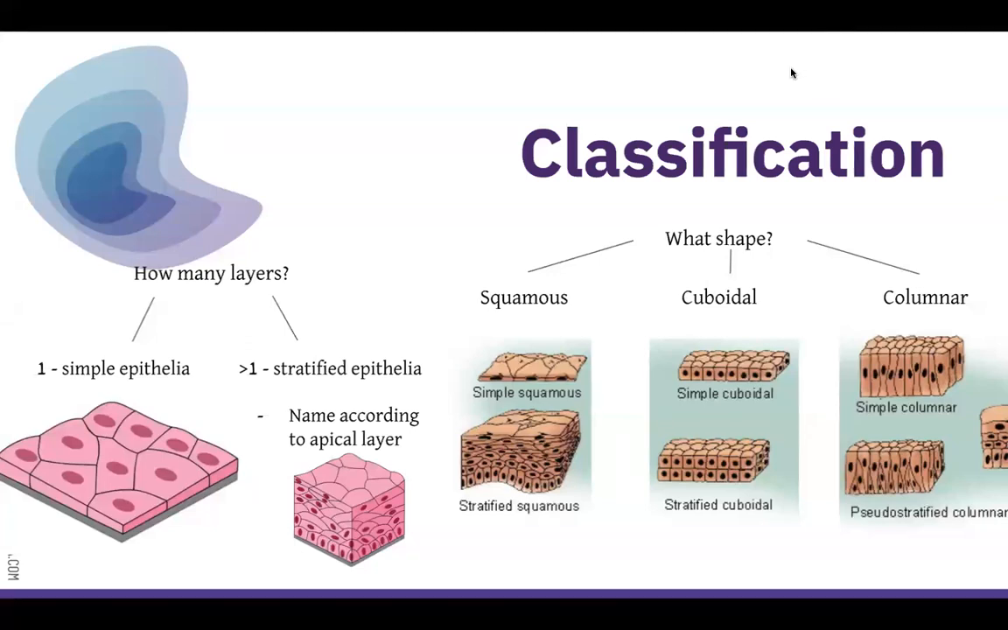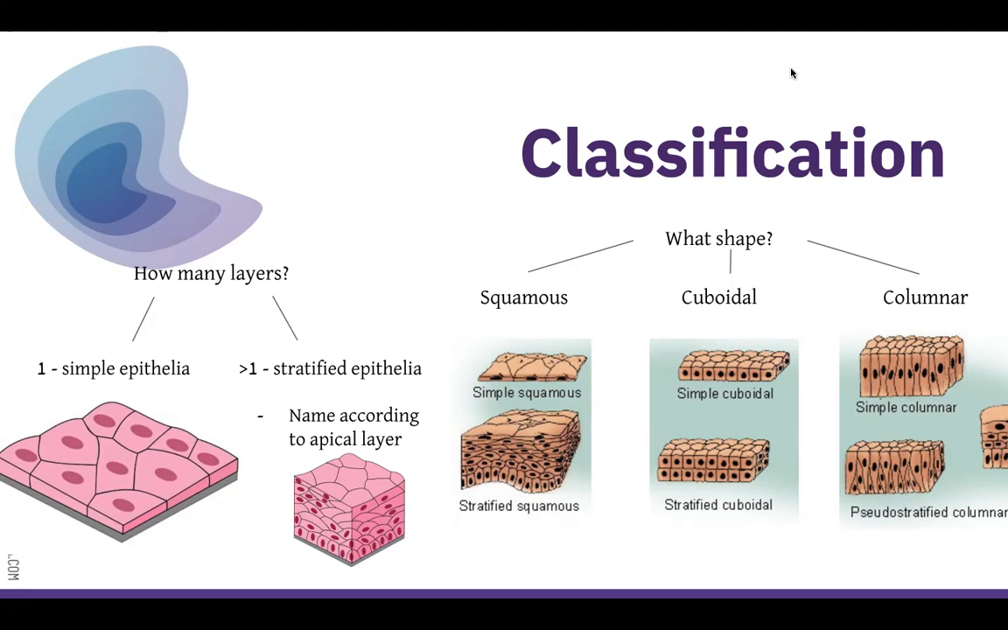Now that we discussed the 5 distinguishing characteristics of epithelia, how do we classify it? So you just ask 2 questions. Number 1, how many layers are there, and what is the shape of the cells? If there is 1 layer, then it is simple epithelia, and if it is greater than 1, then this is stratified epithelia. Then when you take that simple and stratified, you also have to tack on the shape to name the type of epithelia. There is squamous, cuboidal, and columnar.